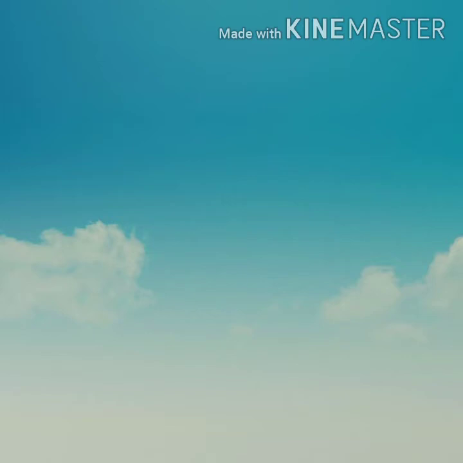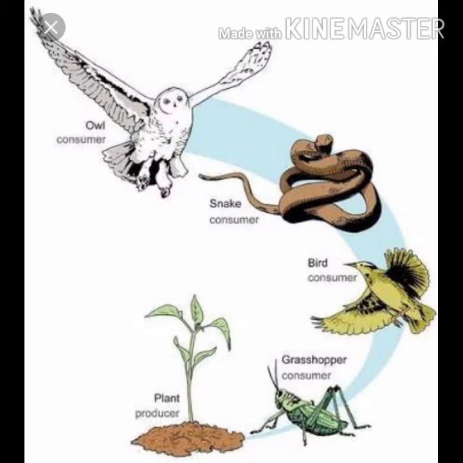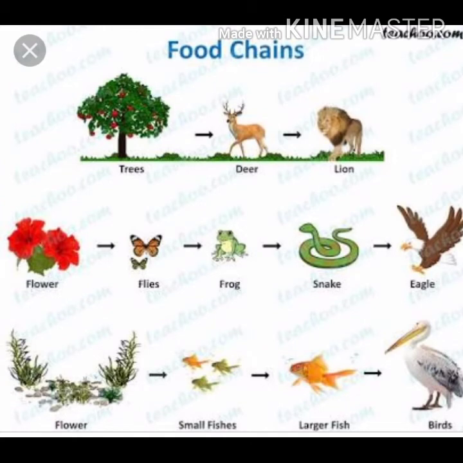So we can say the energy stored in producers flows to different organisms, up to the last level of the food chain, in a sequential manner. The main point is that through the food chain, energy in an ecosystem is transferred from one organism to another. Each food chain involves different steps.